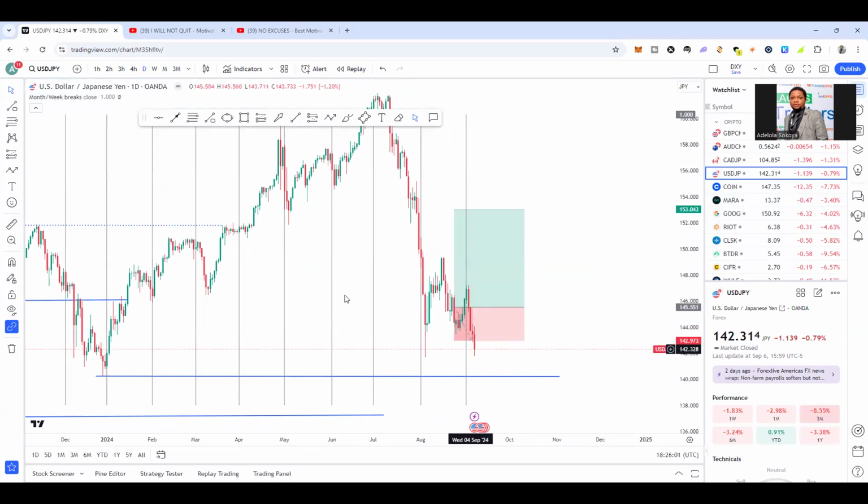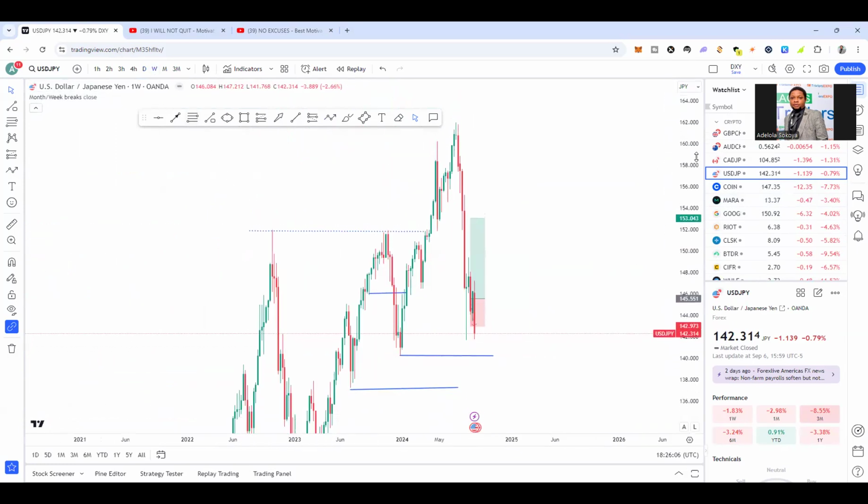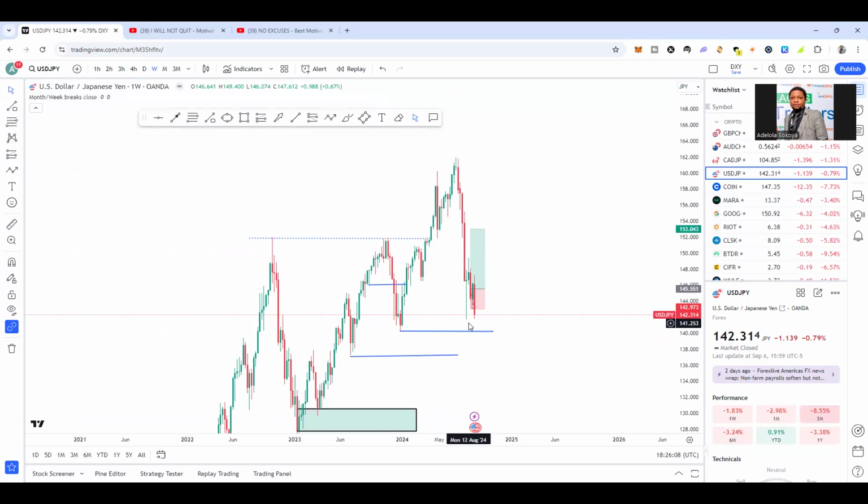But I'm still watching USD JPY, because if you look at the weekly time frame, we are actually playing at the low of this. This is the lowest that USD JPY has printed for the year, which is where price is playing around. You can see that this is acting as a structural liquidity for this low.